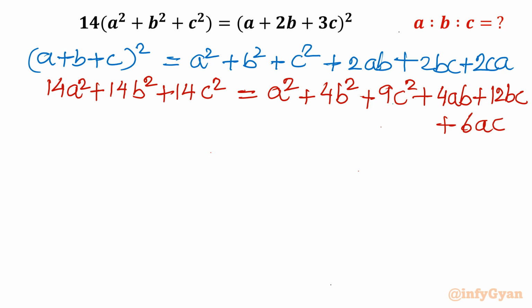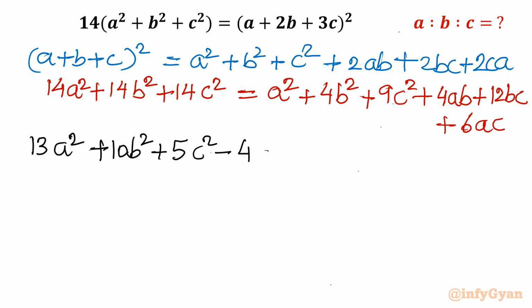Now I will consider all the terms to LHS one side. See what will happen after that. 14a square minus a square, so 13a square. 14b square minus 4b square, 10b square. 14c square minus 9c square, 5c square. And after that, the remaining terms with negative sign. 4ab minus 12bc minus 6ac equal to 0.